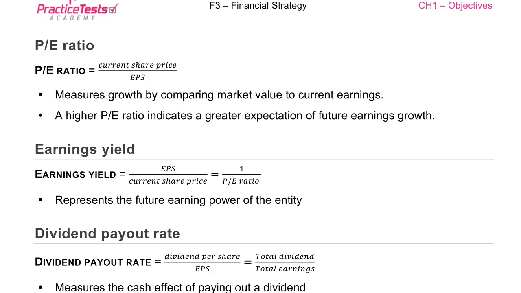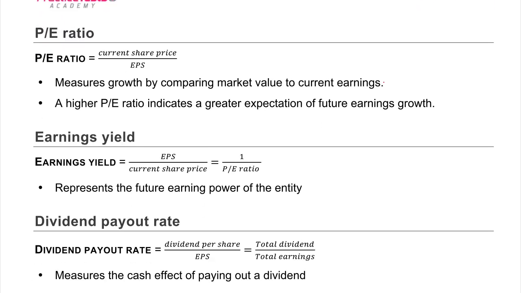PE ratio gives you an idea of how the market is feeling about your performance as a business, and what your future is like. So it's your current price per share over your earnings per share, and generally speaking, high is good there, because that's the market saying the future's looking bright for you, so I'm prepared to pay a lot for your share even though your earnings might not be fantastic at the moment.